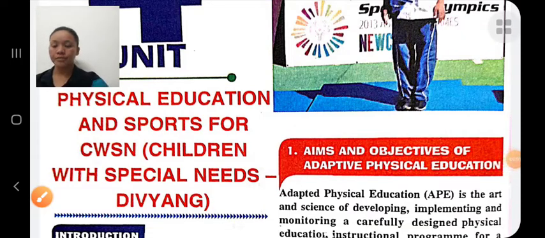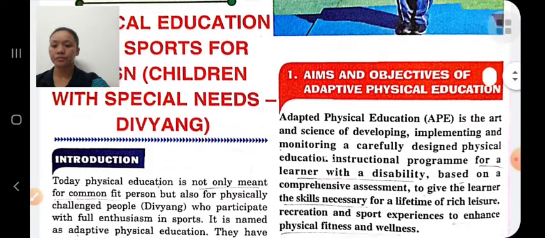Good morning, students. Today we will do the revision of our fourth unit, Physical Education and Sports for Children with Special Needs, that is Divyang, which means Physical Education and Sports for Divyang persons.